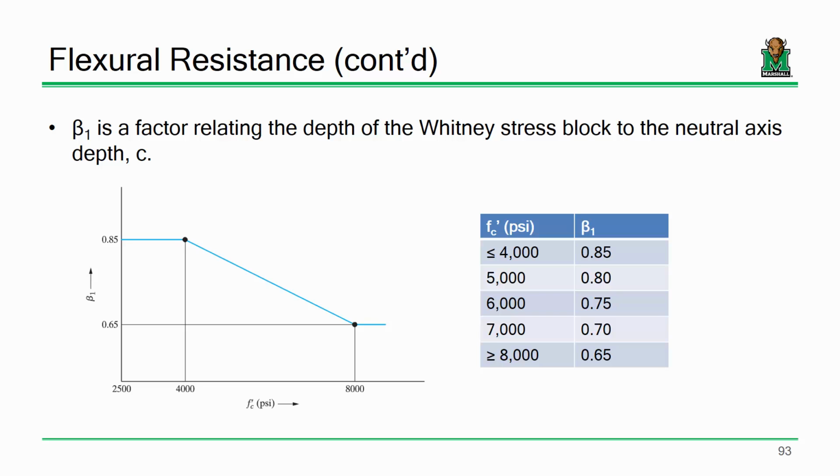In the code, we basically say anything less than 4,000, your beta 1 value is 0.85. Anything greater than 8,000, your beta 1 is 0.65. And in between, it's a linear relationship. So for instance, if you were using 4,500 PSI, it'd be between these two, so something like 0.825. Does that make sense? Everybody okay with that?